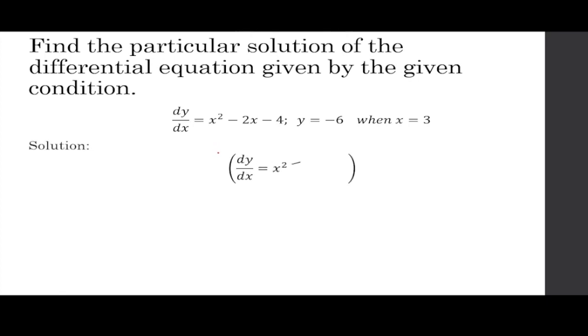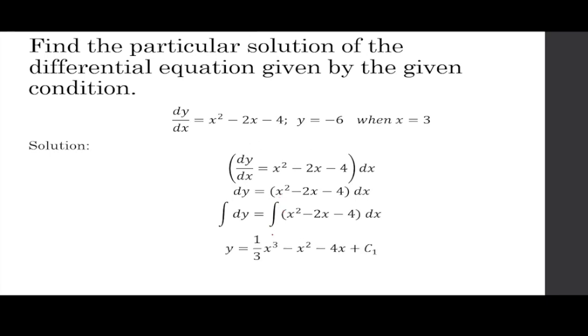Now find the particular solution of the differential equation given by the condition, when x is equal to 3. So we have a first order equation right here, and we need to anti-differentiate once. So we're going to have x squared minus 2x minus 4, so that's the process. Anti-differentiate, we have 1/3 x to the power of 3 minus x squared minus 4x plus c sub 1.